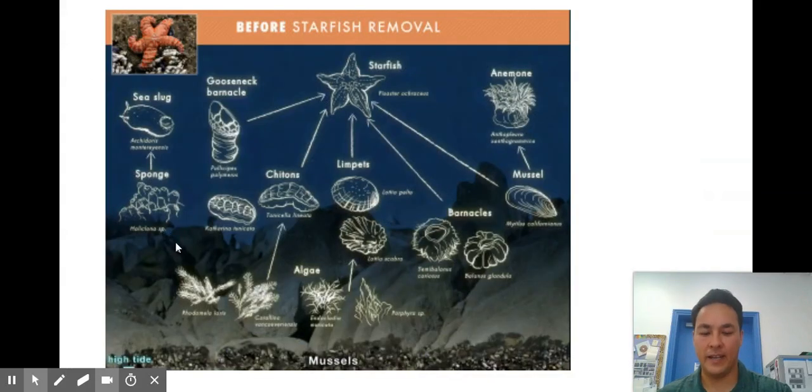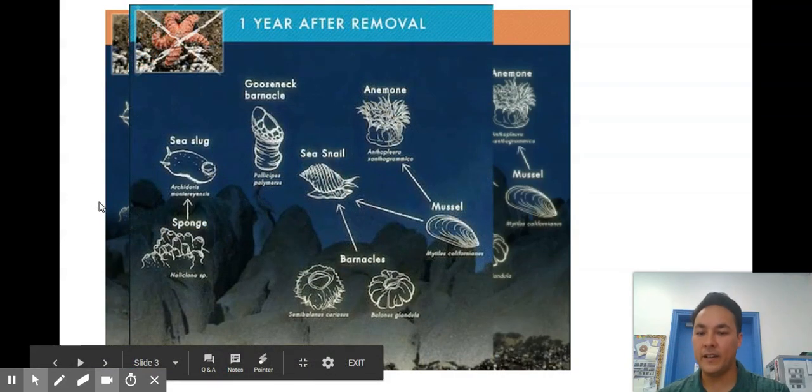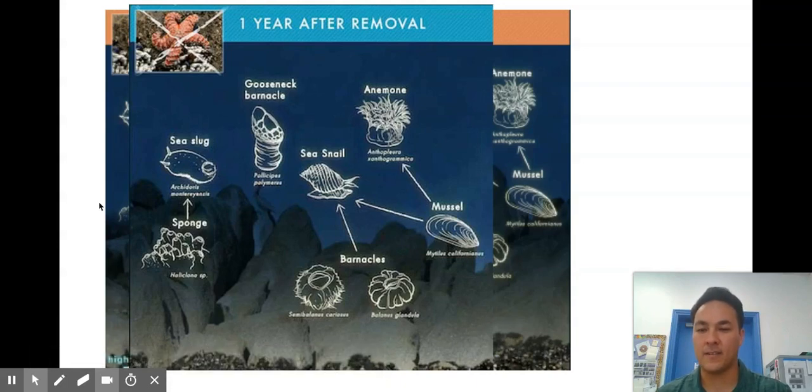Okay, did you get that the independent variable is removing a starfish? So in some tidal pools, he removed a starfish, and in others, he didn't. The dependent variable would be the species diversity left over. So here's before the starfish were taken out. You have lots of different species. One year after removal, the number of species has gone down.